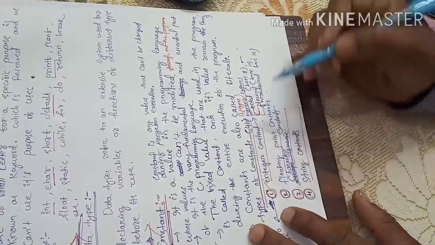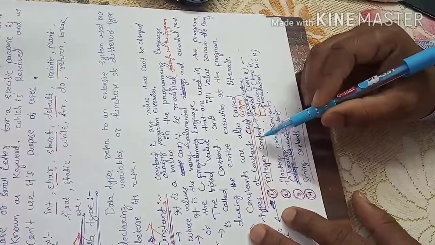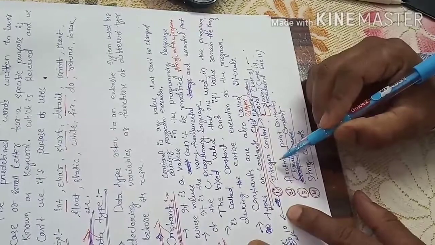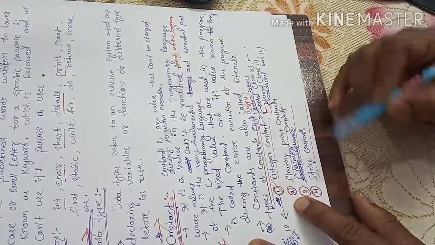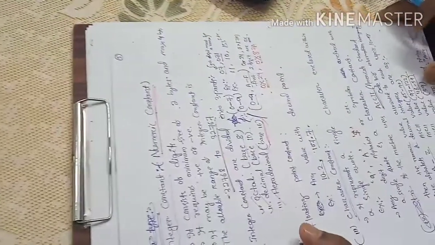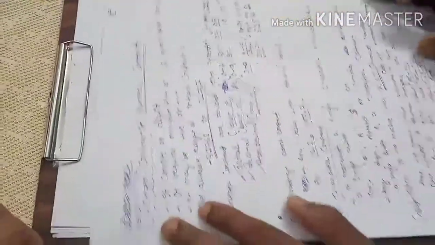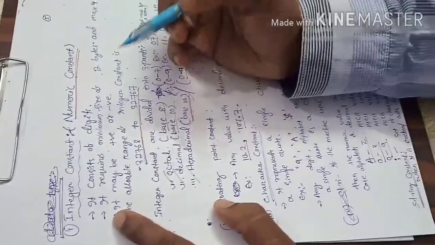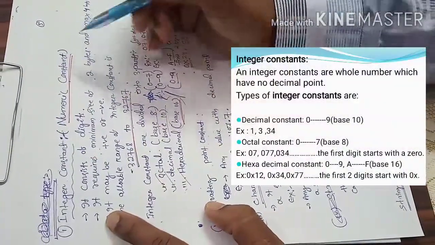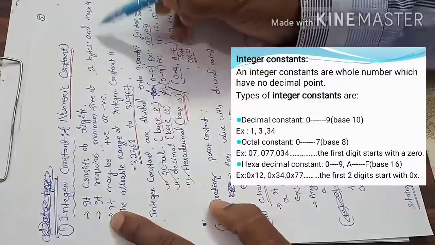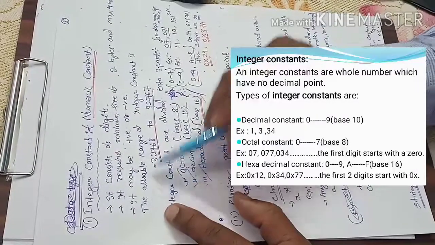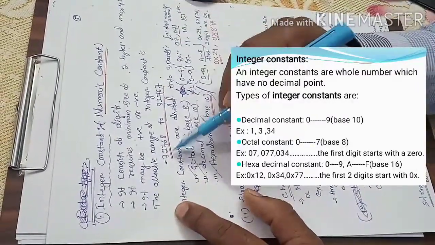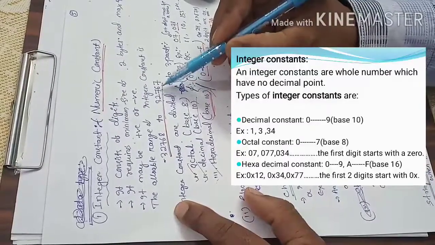So in programming language there are 4 types of constant. Number 1, integer constant, floating point constant, character constant, and string constant. So we'll see what is integer constant. We know integer is a whole number. It consists of digits. We can say this is a numeric constant. It requires a minimum size of 2 bytes and a maximum of 4 bytes. It may be positive or negative. The allowable range of integer constant is -32768 to 32767.